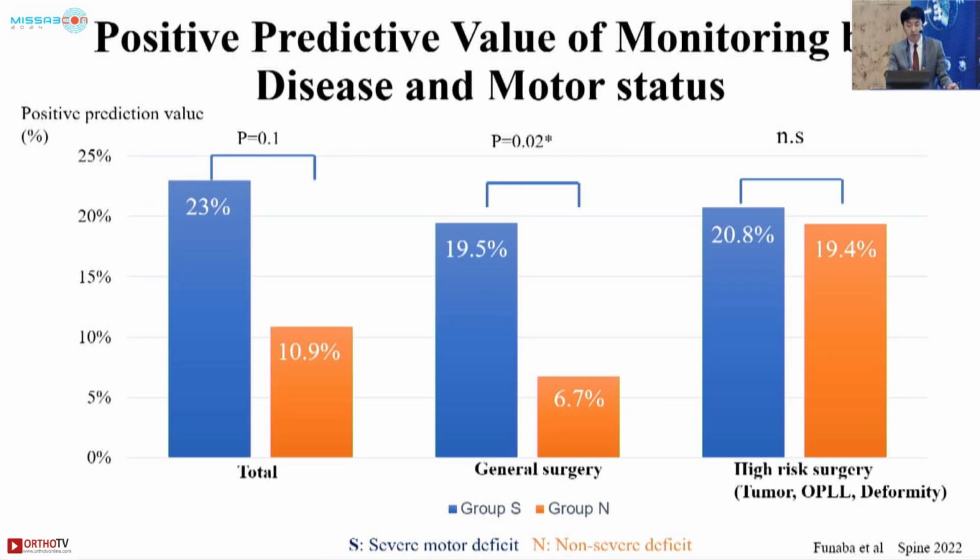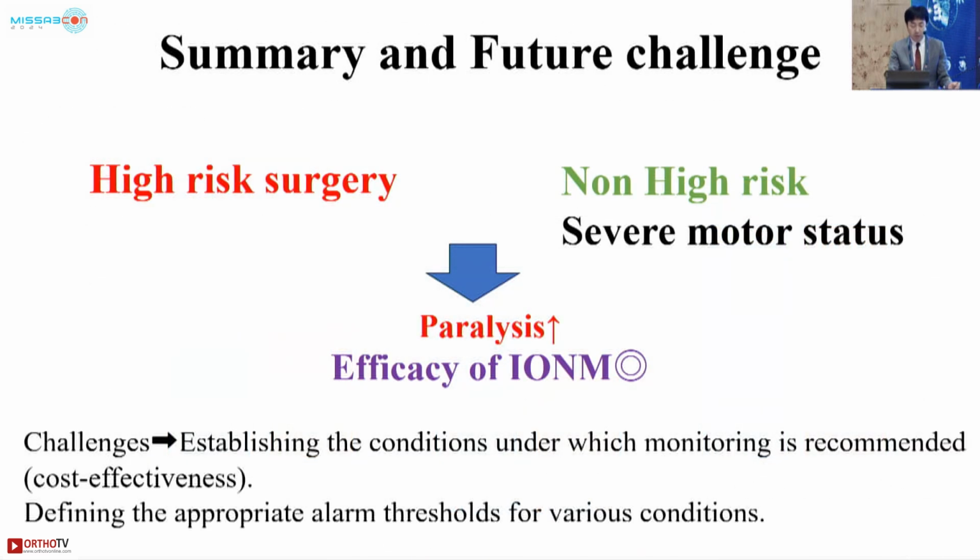On the other hand, a Japanese multicenter study has provided new insight into the positive predictive value of monitoring. Monitoring is more predictive in patients with preoperative muscle weakness, particularly in high-risk surgeries. Even for non-high-risk cases, weak muscle significantly increases the positive predictive value of monitoring. In addition to high-risk surgery, poor preoperative motor status increases the paralysis rate, which in turn increases the positive predictive value. Even in non-high-risk surgery, monitoring is very useful when the patient's motor status is poor.